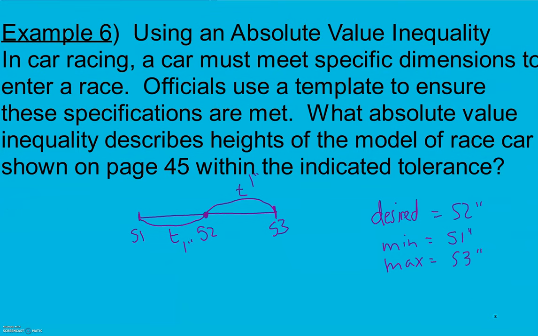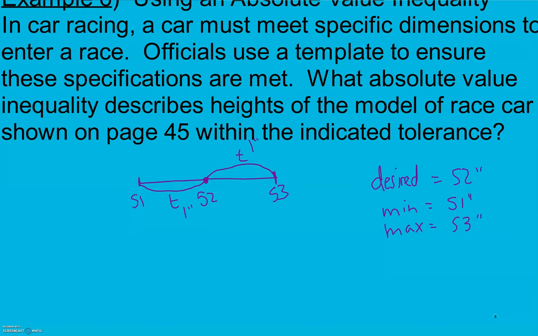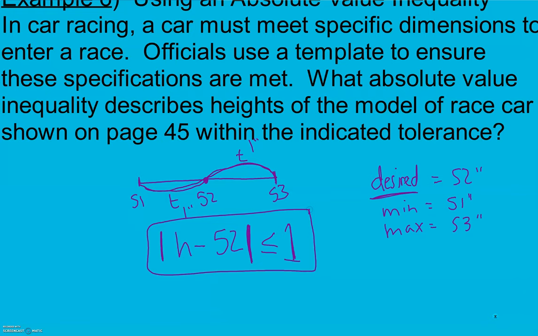So we can set this up as an absolute value inequality because it can be anywhere between 0 and 1 inches away. And this looks like an and inequality because it's in between those in the middle. So less than or equal to 1 inch is our height. And to find how much it's off, we take the height that we measure minus our desired height. And this right here is the absolute value inequality that'll give us a tolerance of less than or equal to 1 inch with a desired height of 52 inches.